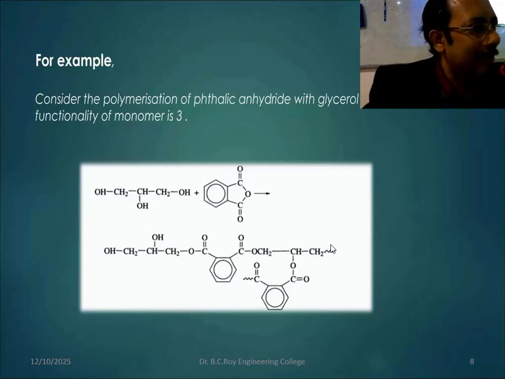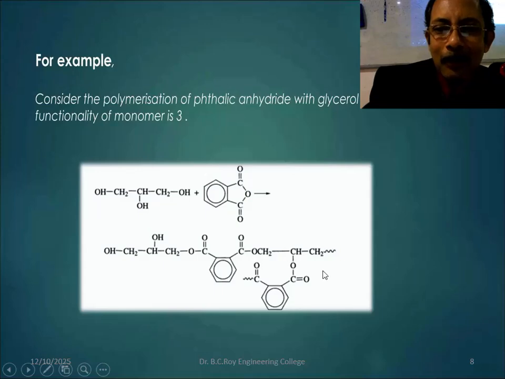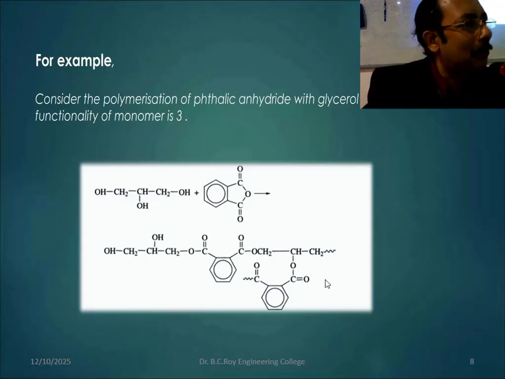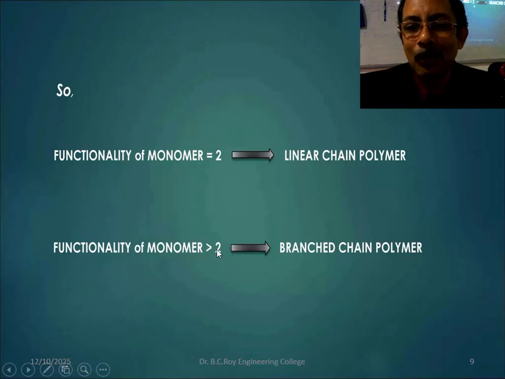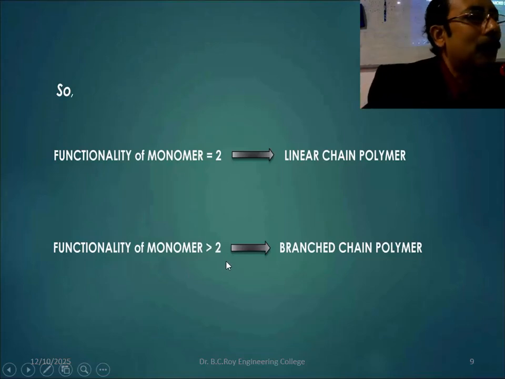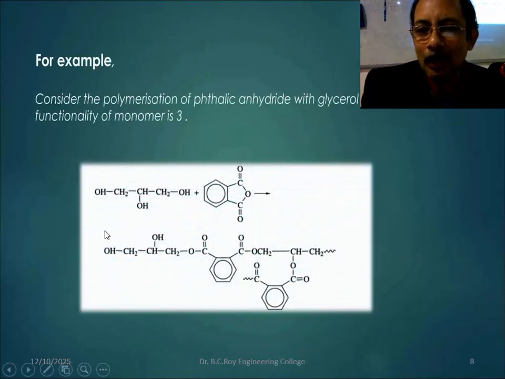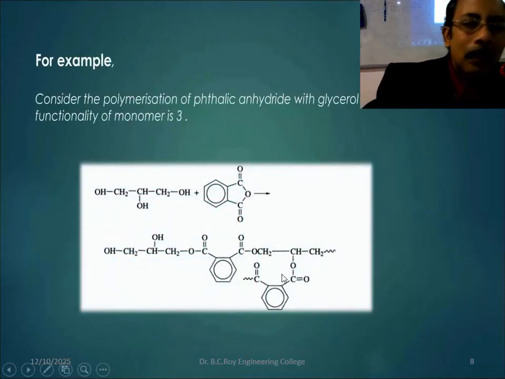This has not ended here. So here is also another chain. It has not ended here. And this is giving a good amount of branching also. It is not always a straight chain. Normally when you give examples, you draw straight chains for simplicity, but branching is quite inevitable. Along with straight chain, branched chain also will be there. So functionality of monomer: linear chain polymer. Functionality of more than 2: when the functionality is more than 2, you are getting a branched one. That's why you are getting branching.